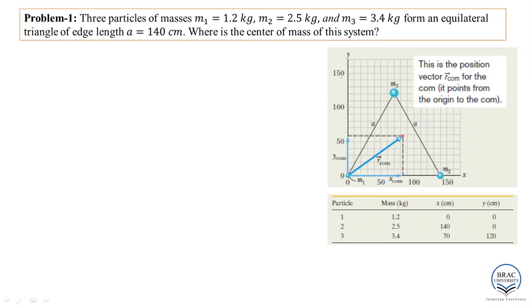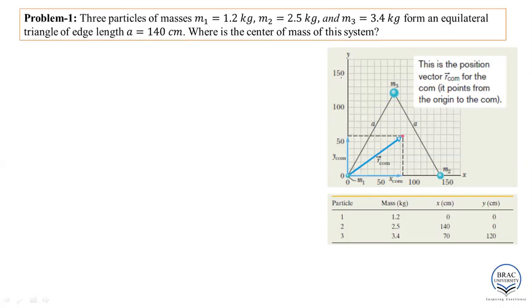In this problem we have 3 particles of different masses, and these particles are placed on a two-dimensional coordinate system as we have seen here, in the right side diagram. And these 3 particles form an equilateral triangle of edge length 140 centimeters. We have to find out the center of mass for the system of 3 particles.